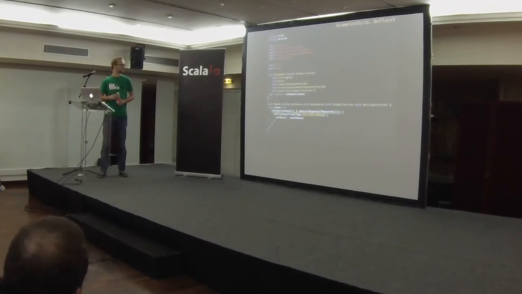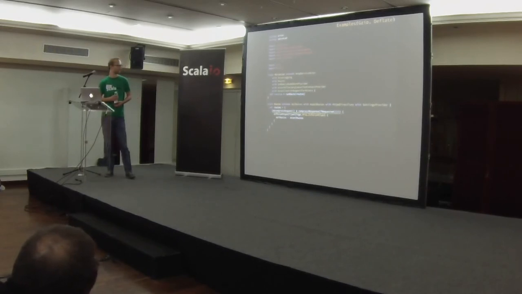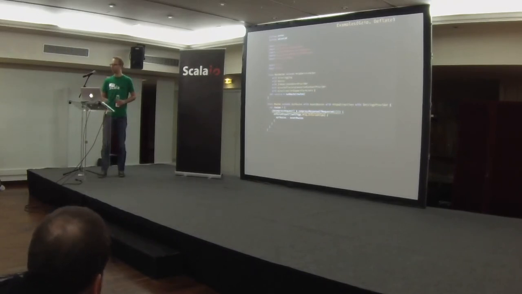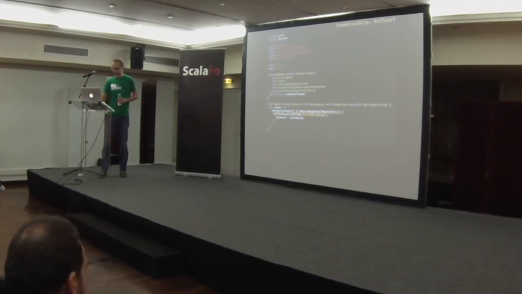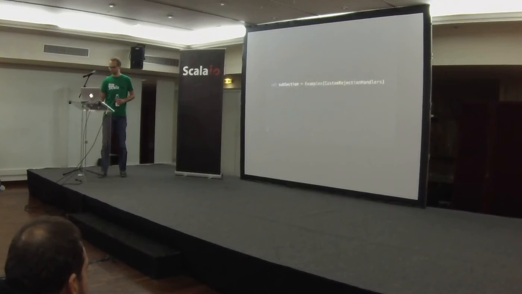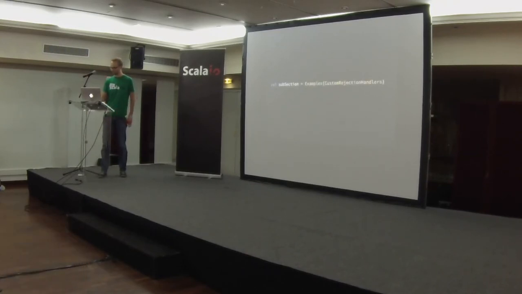But this one line takes care of gzip compression. It prefers gzip over deflate, but if your accept header says deflate, then you do deflate too. And that's it. That's how you support gzip in your route structure. Oh, we had a look at the rejection handlers before.